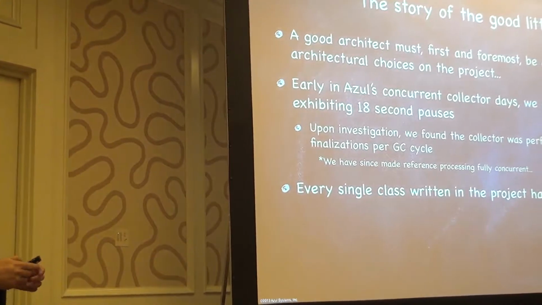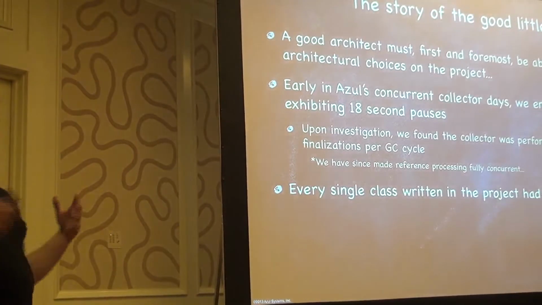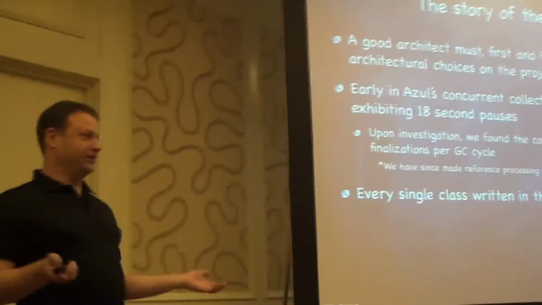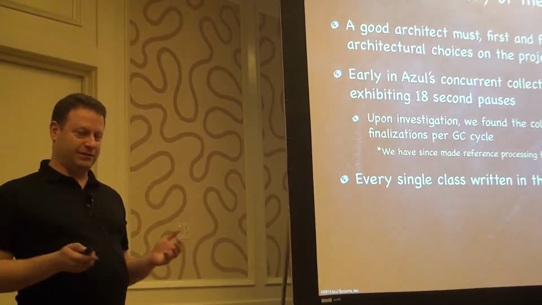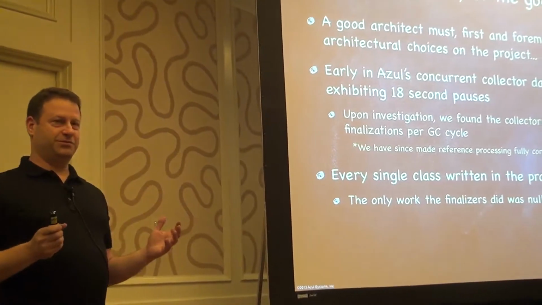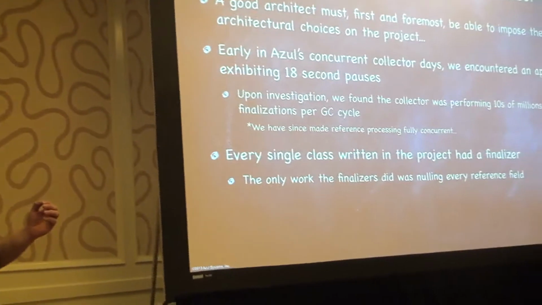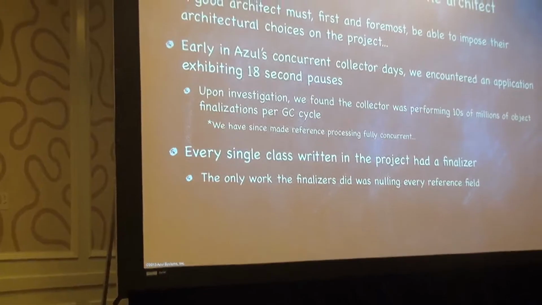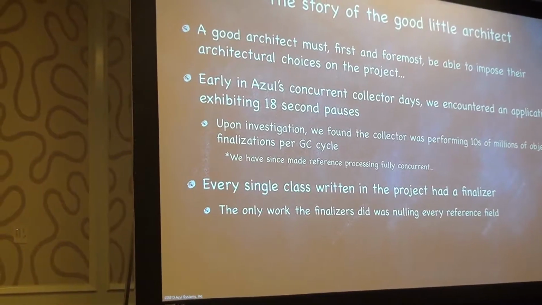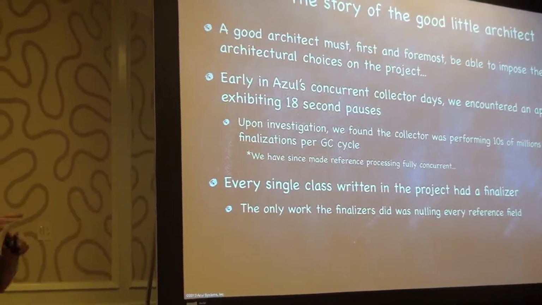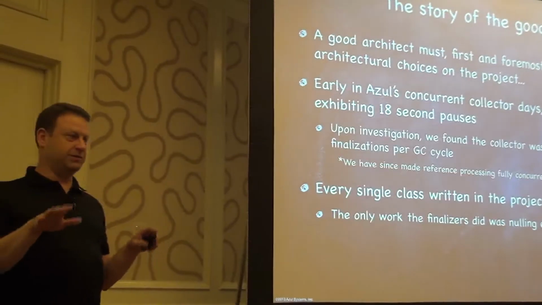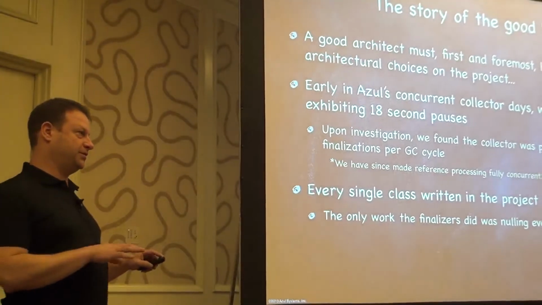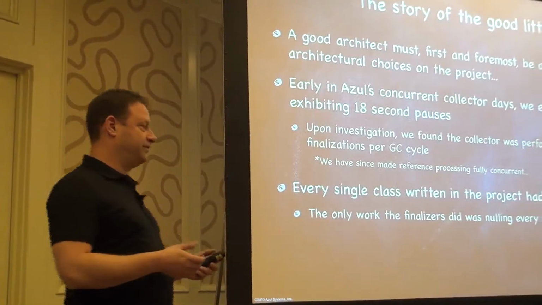Now, some of you probably understand why this is funny, but the finalizers were nullifying the references and doing nothing else. This is all the finalizers were doing. They're putting nulls in every reference so that before the object dies, it'll make sure it doesn't refer to anything else, because that will probably help the garbage collectors do less work.